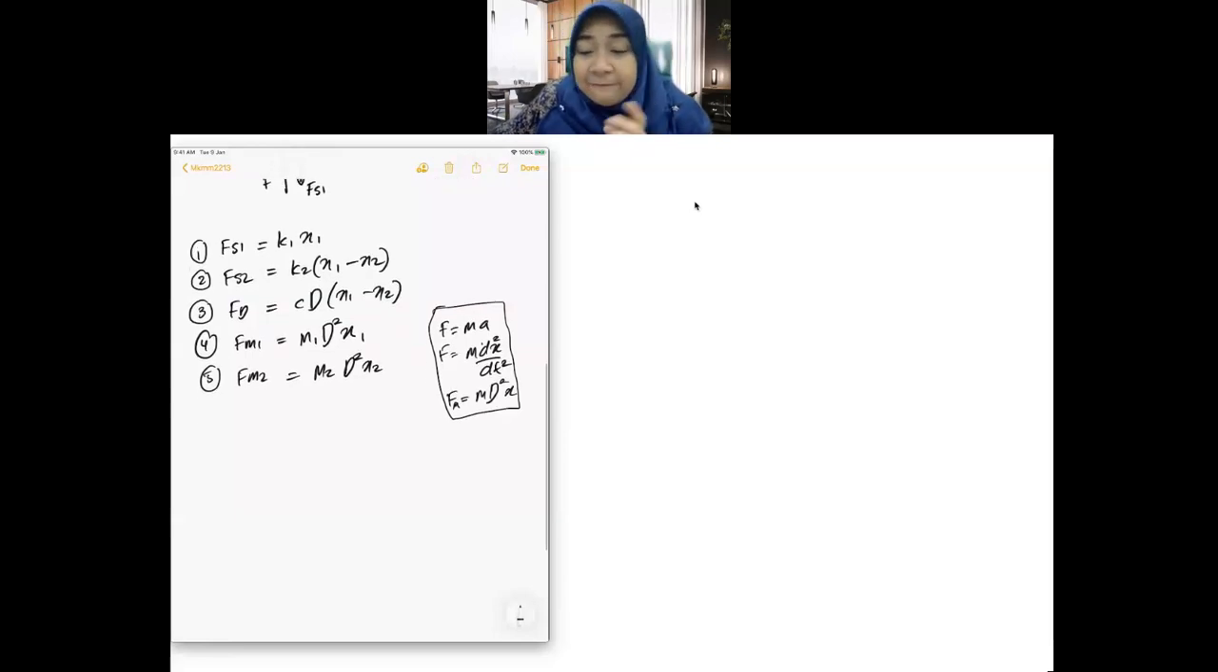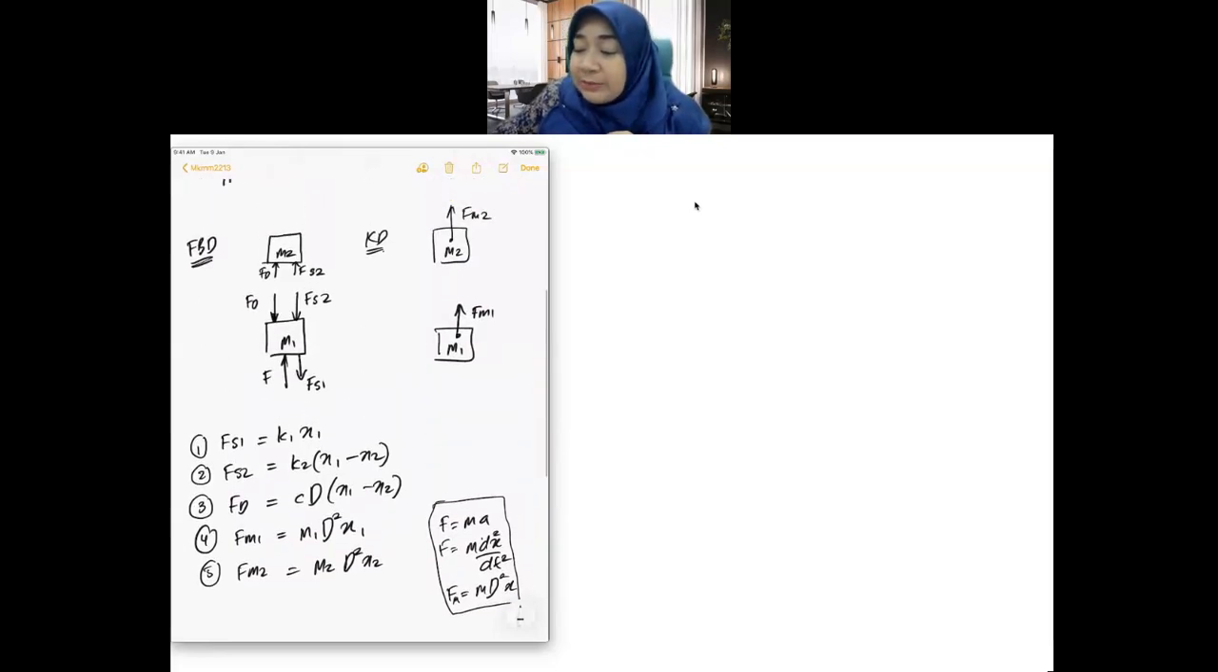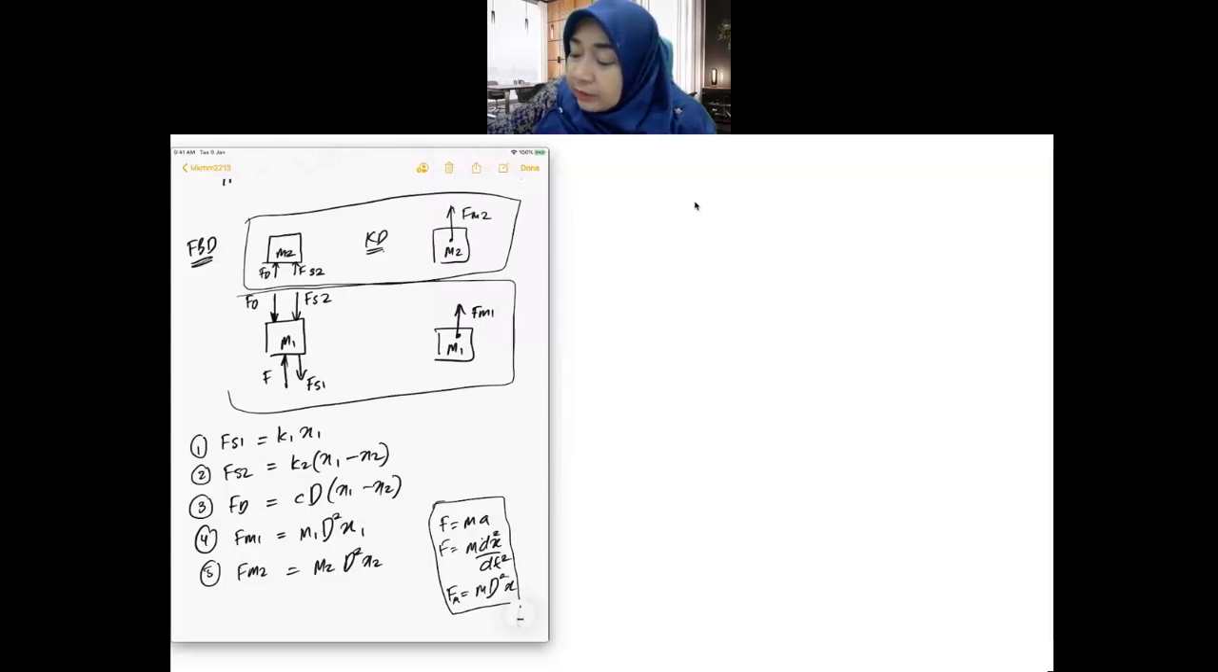Now I already have 5 equations. Now I'm going to do summation of forces. When I want to do summation of forces, I will look into my free body diagram with my kinetic diagram. I have two free body diagrams, one for each of the 2 masses. Therefore I will have 2 equations. This is the free body diagram, and this is the kinetic diagram. So I'm going to equate the forces.